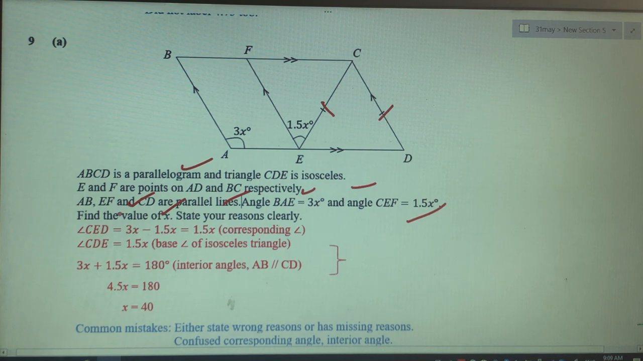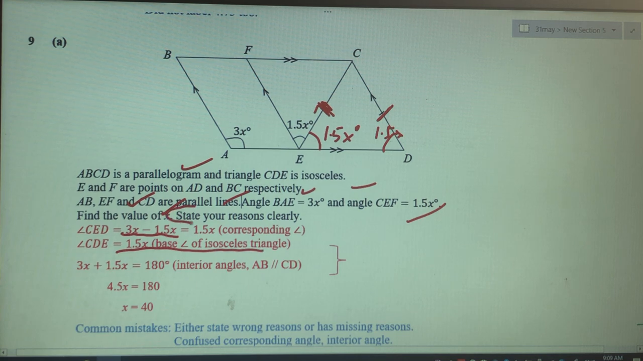How to find the value of x? You take a look at the question. Don't you agree that this angle here, CED, is equal to this part here? This one equals this one. Okay, and then can you see that the 3.5 minus 1.5 will be this angle here, which means this also. That's what they mean here.